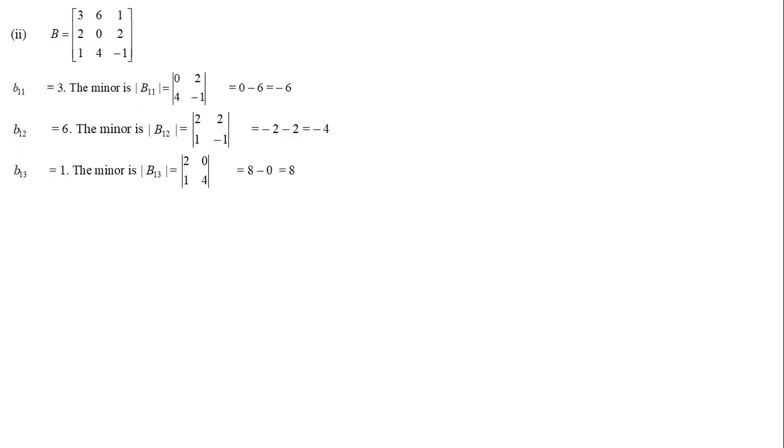Yes, sir. It means you understand it. The minor for 1 is 8. Now we are done with the first row. We are going to the second row. Help me to find the minor for 2. B21, the minor for 2, in the second row. What's the minor for B21?